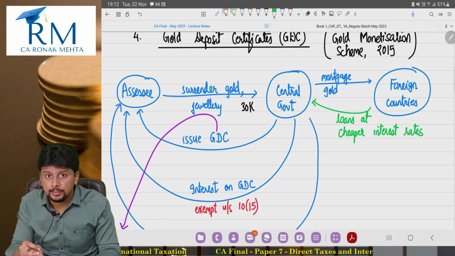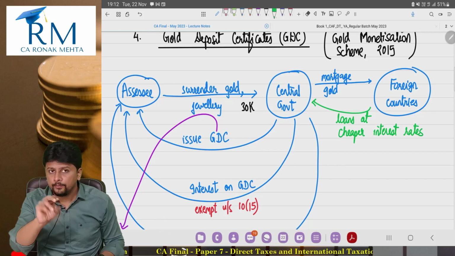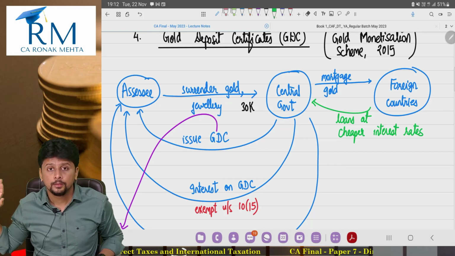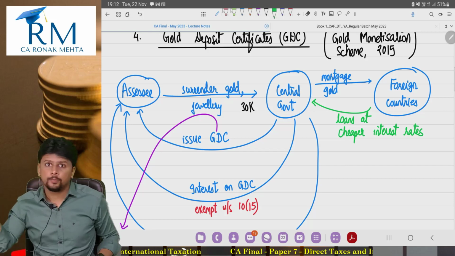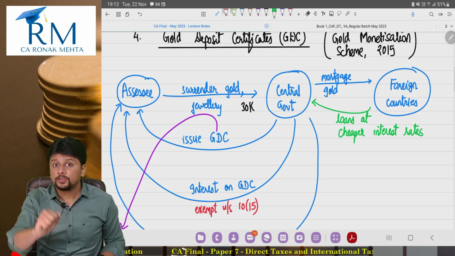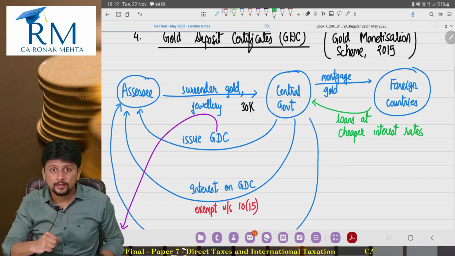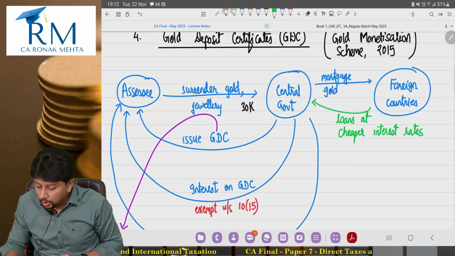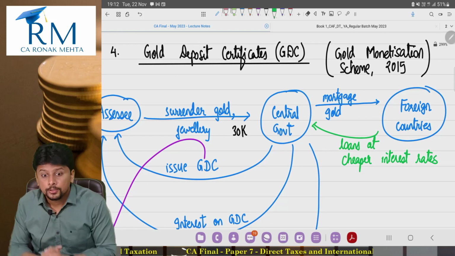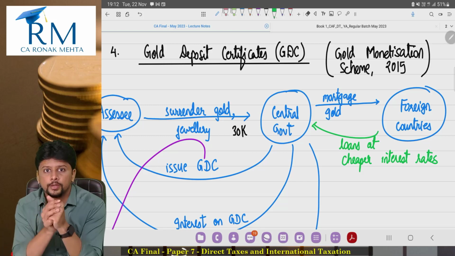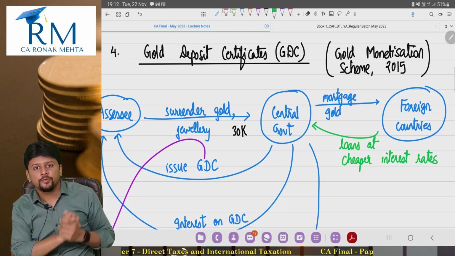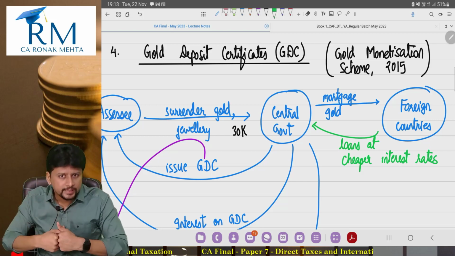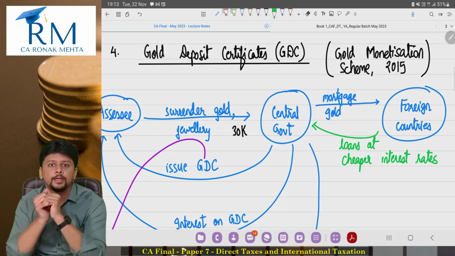So as an assessee, if you compare in your mind, gold purchased, gold sold, profit is taxable. Jewelry purchased, jewelry sold, profit is taxable. Gold deposit certificate is what we get, and then we earn profit on that. Profit is exempt. This is the government's way of giving you kind of an incentive so that you surrender your gold, you surrender your jewelry, you will get tax benefit in the form of exemption, and government will take that gold, mortgage it, get loans at cheaper rate of interest and use that loan for the country.